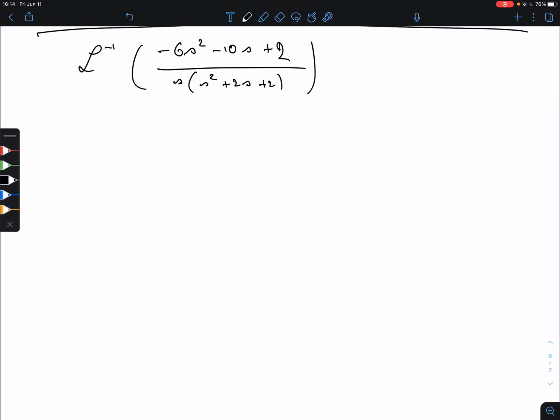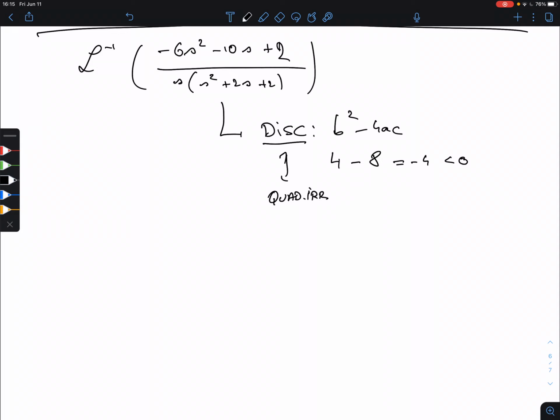So it's factored. Well, you say, can you factor s squared plus 2s plus 2? If you do that with the quadratic formula, you see it doesn't work. Why? Remember, this all comes down to the discriminant, b squared minus 4ac. In this case, that would be 4 minus 8, which is negative 4. We know that there are only 2 complex conjugate roots, so no real roots. And this is exactly what quadratic irreducible means.